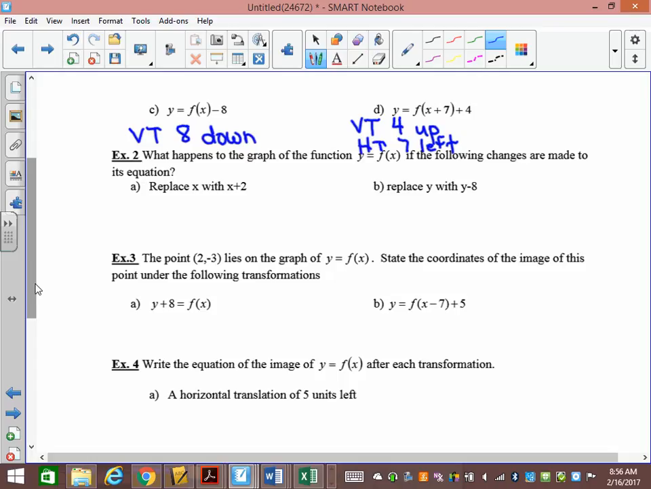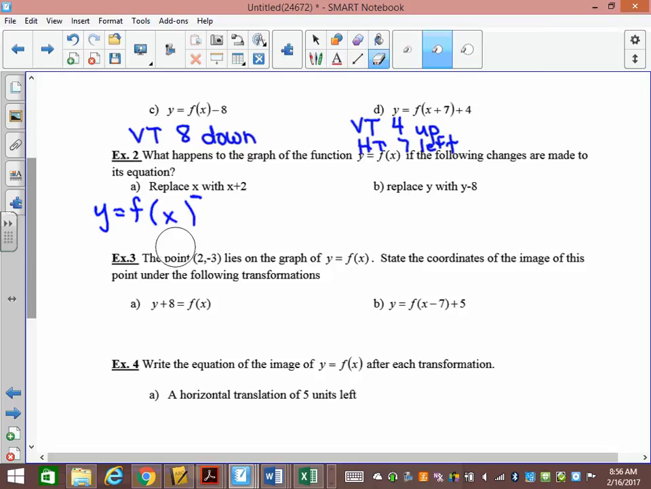So what happens to the graph of y equals f of x if the following changes are made? So I replace x. So what does that mean? I go to x, I take my hand, I grab the x, I huck it over my head, and I take the x plus 2 and I replace it in its spot. That's what I'm doing, okay? So you're replacing x with x plus 2.